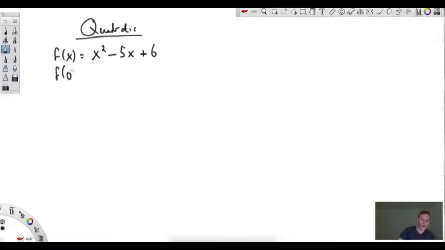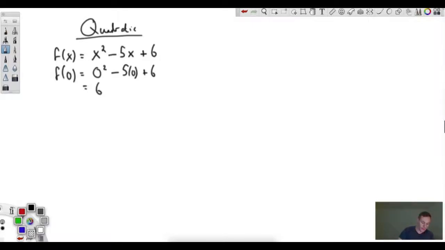So let's try putting in a few numbers. We put in a 0: 0 squared minus 5 times 0 plus a 6. That ends up giving us 6. Now we're going to do our input-output pair. So there's our x, here's our f of x. We put them together in brackets for our input-output pair. And here you can see we put a 0 in and then we got a 6 out.